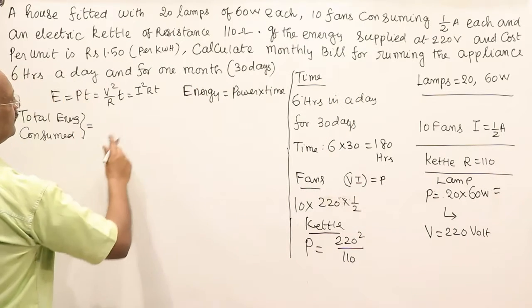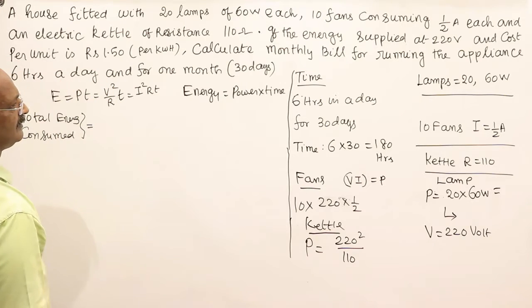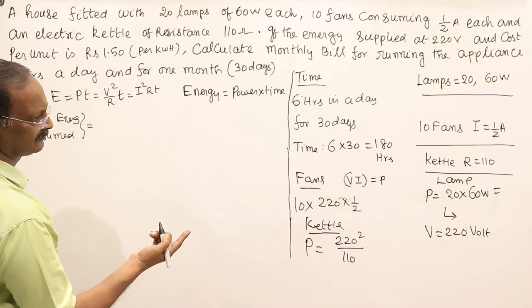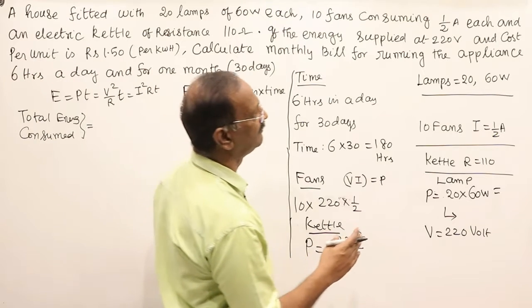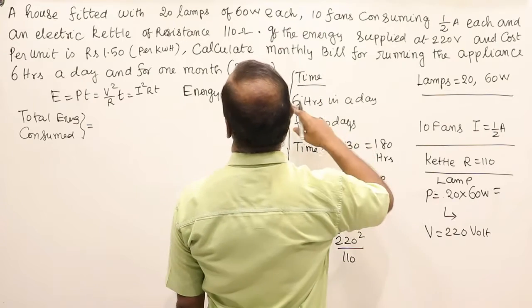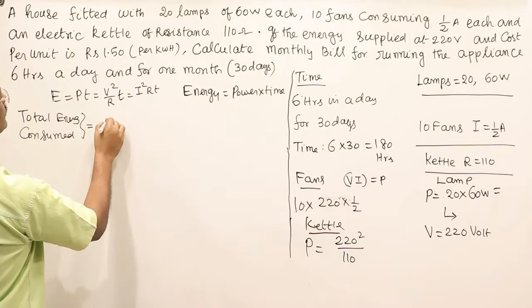So let us see, energy is equal to power into time. What is the power for the lamp? How many lamps are there? 20 lamps, 60 watt each. So 20 into 60.